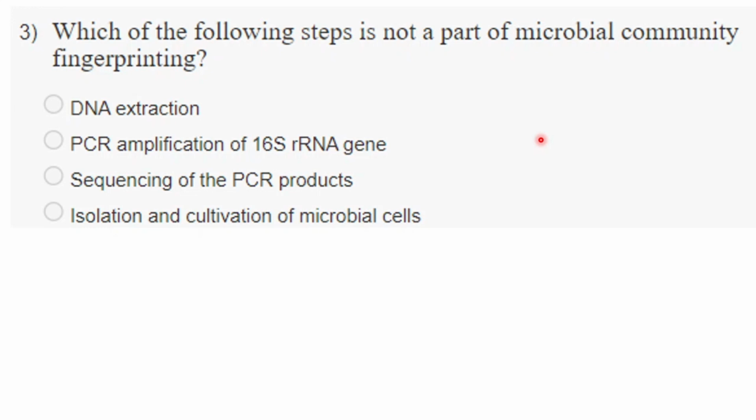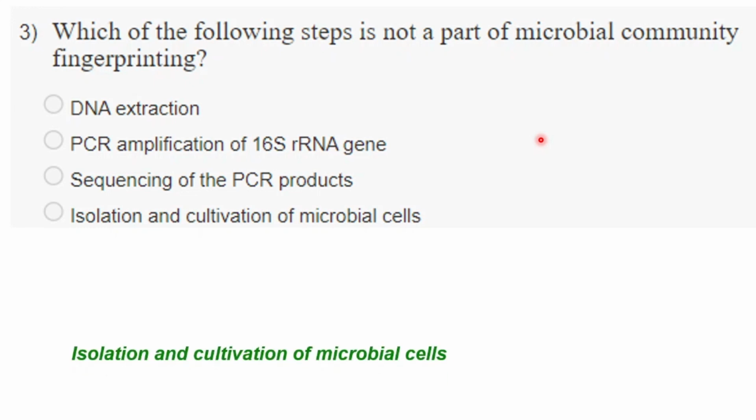Which of the following steps is not a part of microbial or bacterial community fingerprinting? DNA extraction, PCR amplification of 16S rRNA gene, sequencing of the PCR products, isolation and cultivation of microbial cells. So the answer is option 4, correct.